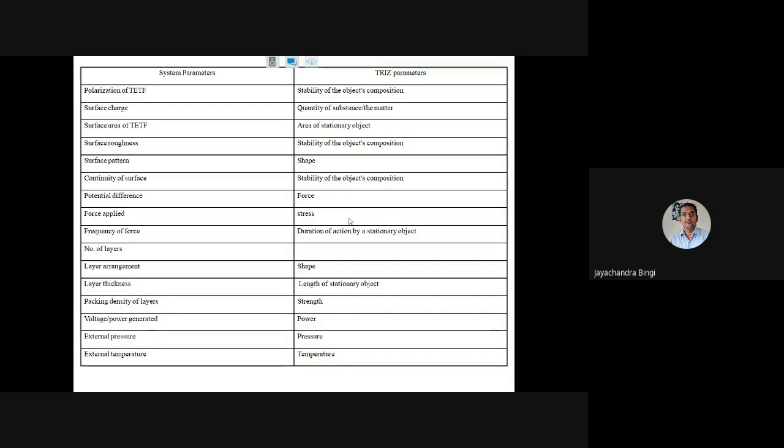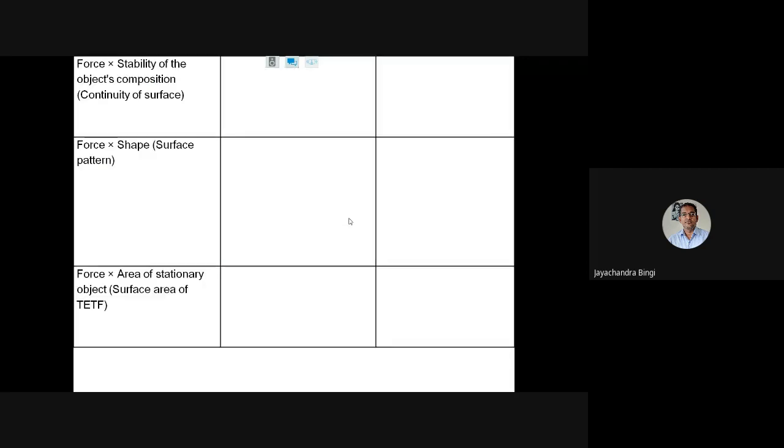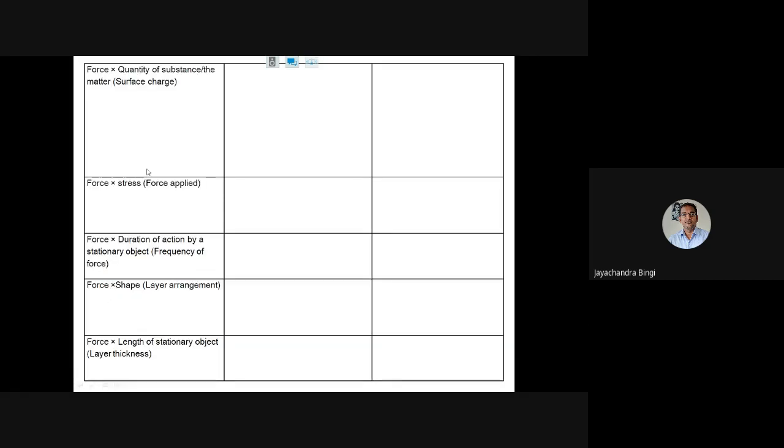Those are the principles. We call them inventive principles. That we will discuss tomorrow. Please come tomorrow because you can see how difficult it is to work out each contradiction. Force versus stability, force versus shape, force versus area, force versus quantity of the substance or matter, surface charge, force versus stress, force versus duration of action by stationary object, force versus shape, force versus length.